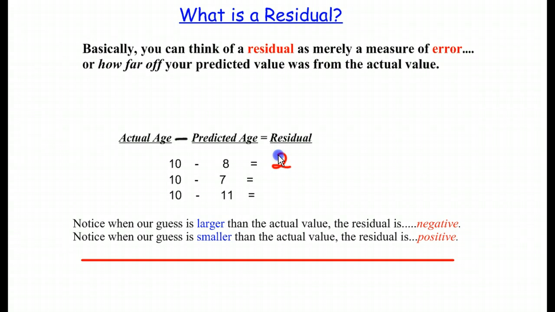Then I make a second guess. She's 10, I guess 7, the residual is 3. And then finally, she's still 10, but I guess 11, and you can see that in the case where I overestimated with my predicted value, that it ended up causing the residual to be negative. So the size of the residual tells me how far off I was, and whenever it's a positive value, it means that my guess was lower than the actual value, and whenever it's negative, it means that my guess was higher than the actual value.